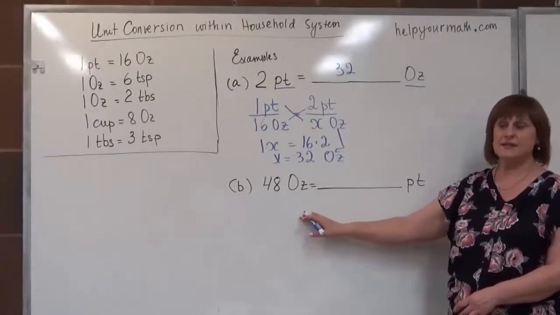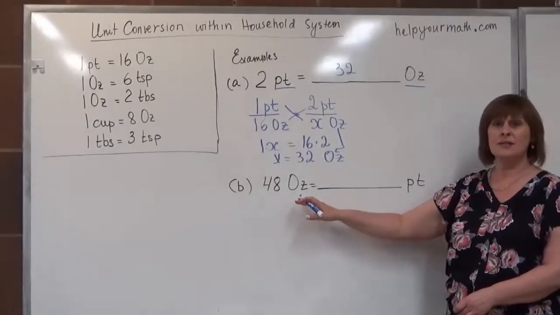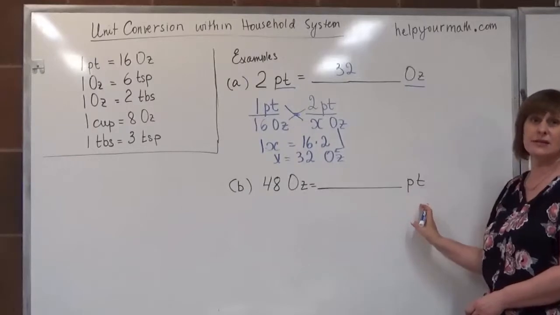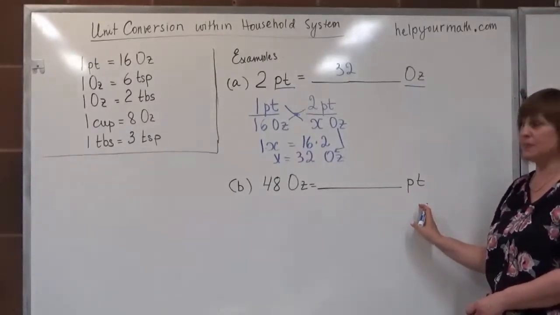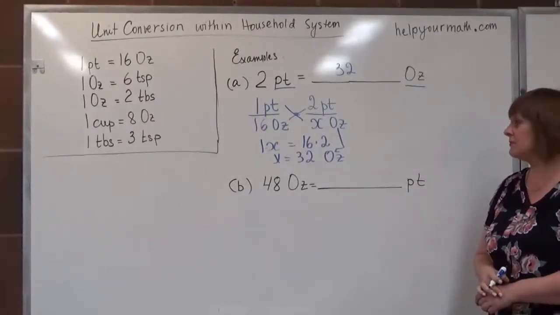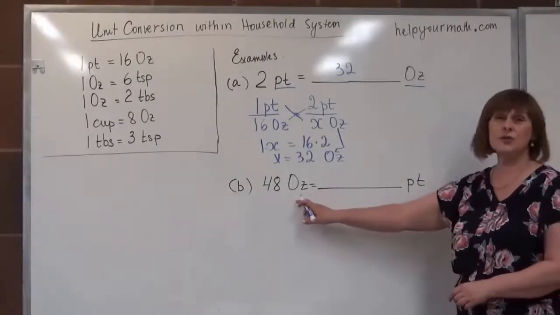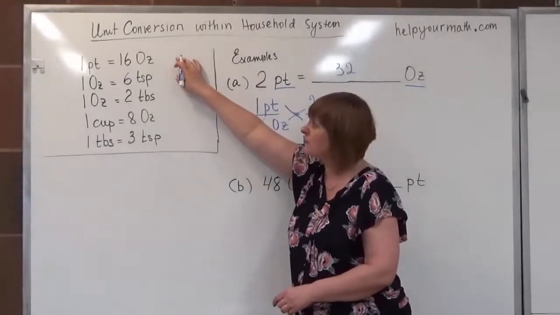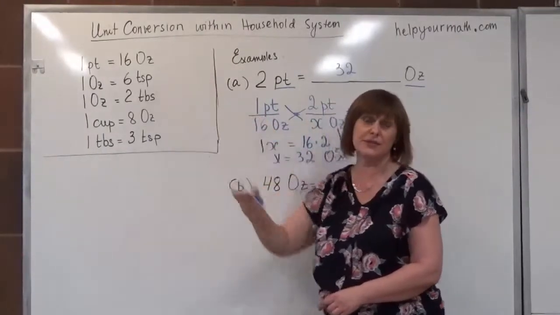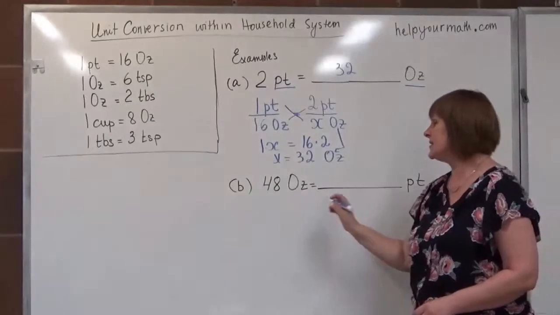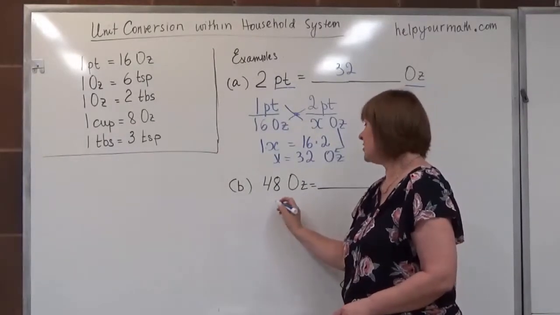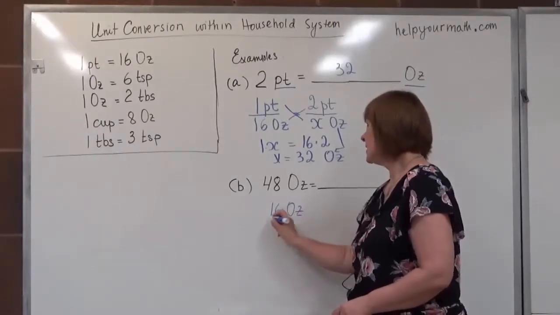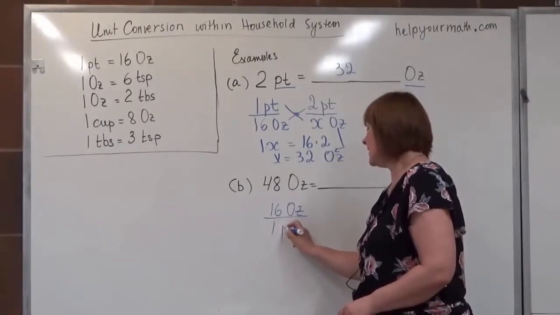Let's look at the second example. Example B is the conversion in the opposite way, 48 ounces. Let's find how many pints it will be. Again, we are going to use the ratio and proportion method, and since the conversion is done between ounces and pints, again we will use the first formula for the conversion. It's 1 pint equals 16 ounces. So let's start with the ounces on the top, 16 ounces. We will put over 1 pint.